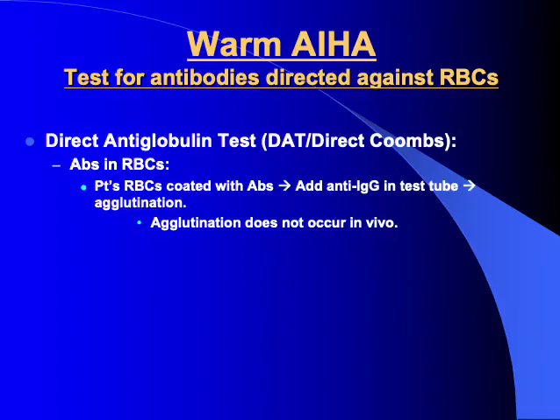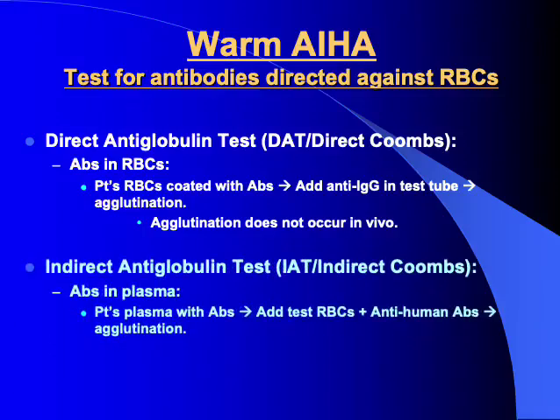So the patient's RBCs, which are coated with antibodies, we have them in a test tube and we add to those RBCs an anti-IgG. So it is an antibody against the antibodies which are on the surface of the red cells. And that will lead to agglutination and eventually to hemolysis. So agglutination does not occur in vivo. It has to be a test in vitro.